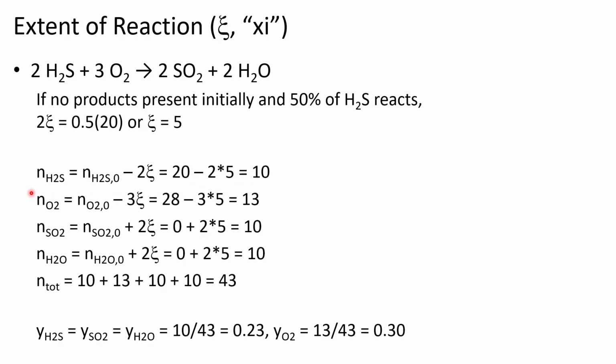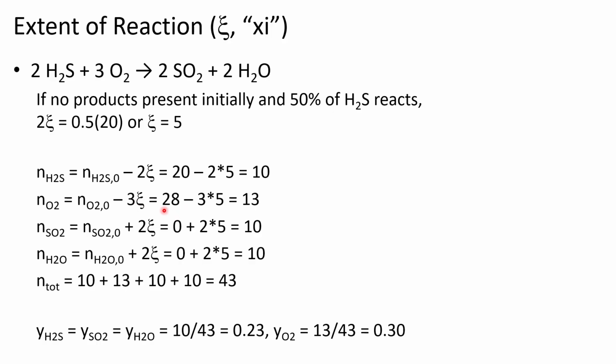And we repeat this for each of the other species in this reaction. For oxygen, the amount that leaves is the amount that enters, a minus because it's a reactant, the stoichiometric coefficient for oxygen, which is 3, times the extent of reaction Xi.